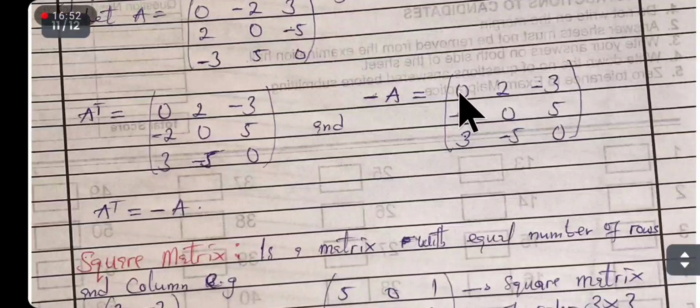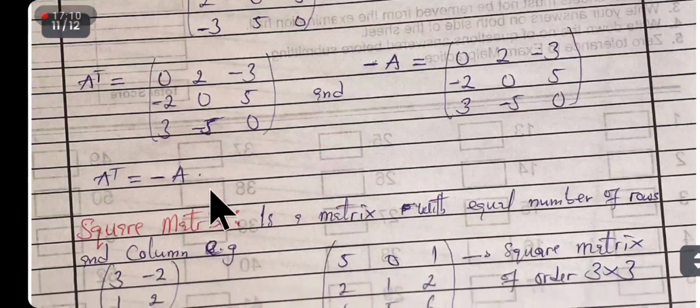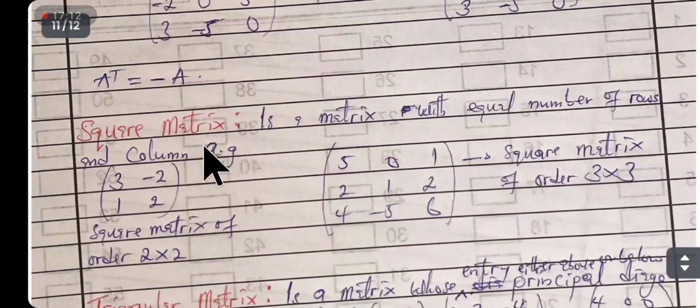So look at this matrix. 0, 2, minus 3. 0, 2, minus 3. Each of these elements here is the same as this element here. So therefore, the transpose of this matrix A is equal to minus the matrix itself. So if this can be obtained in any matrix, that matrix is called skew symmetric.